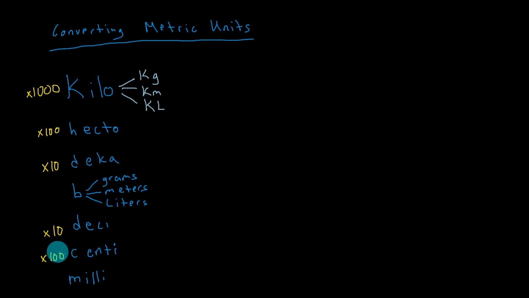And the milli units, they are 10 times smaller than the centi units, or they are 1,000 times smaller than the base set of units. So let's just go ahead and write down 1,000 times smaller here.